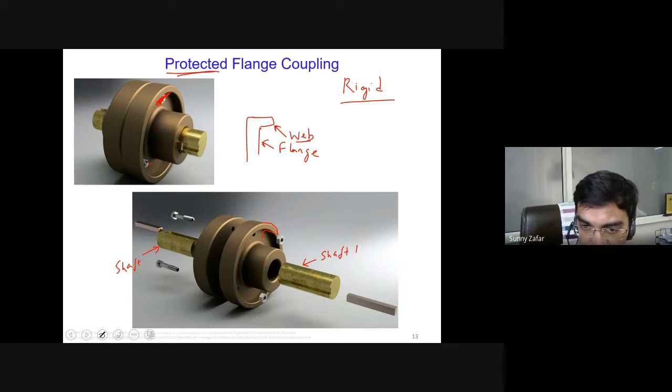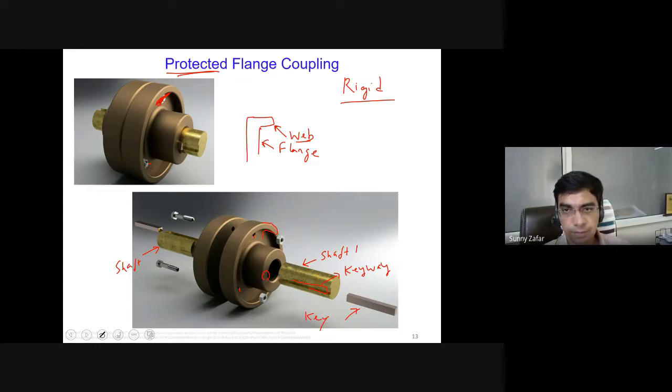And you will see there is a keyway on the flange, and there is a keyway on the shaft, and there is a rectangular key and keyway. And of course there are bolts. For example, here two bolts are shown from this view, but on the other side two more may be there. The only advantage with this type of protected flange coupling is that the bolts are partially enclosed, so a risk of entanglement of clothes is avoided and safety of the operator is ensured.